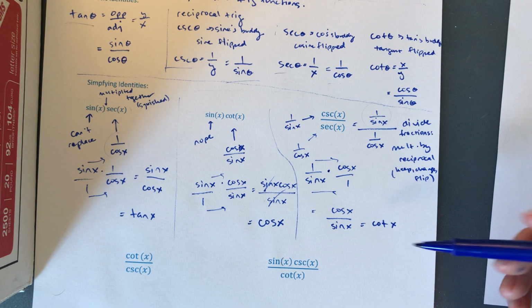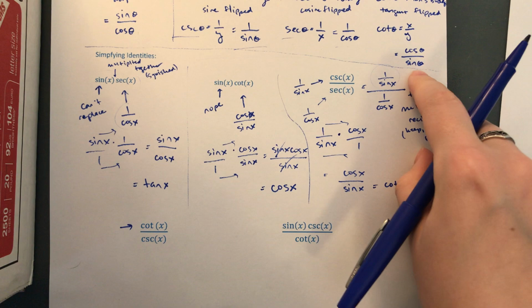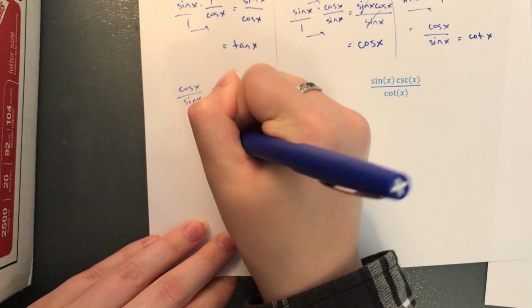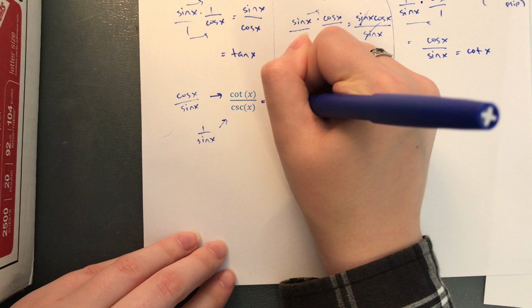So we're going to do something similar with this one. What can we replace cotangent with? Go back up here, cotangent is cosine over sine. Cosine x over sine x. Cosecant is 1 over sine. So then we rewrite it. Cotangent is cosine x over sine x, divided by cosecant, which is 1 over sine x.